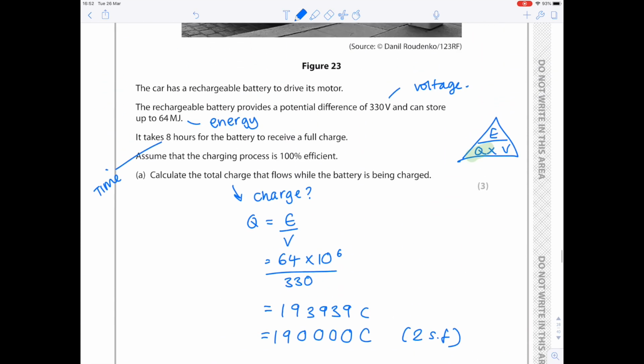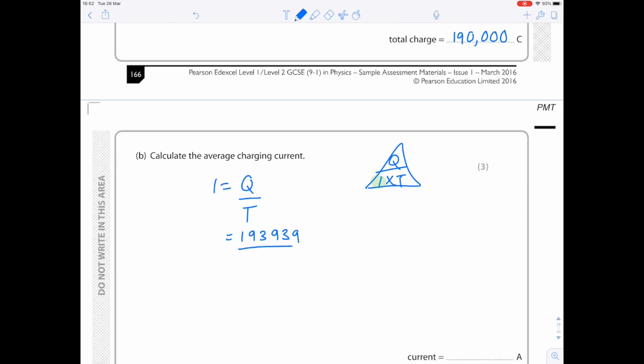Time, we've been told, if we look up, is 8 hours. Careful with your units, that needs converting to seconds. First of all, convert it to minutes by multiplying by 60, then multiply by a further 60 to get it into seconds. This gives you a value which is 6.73.